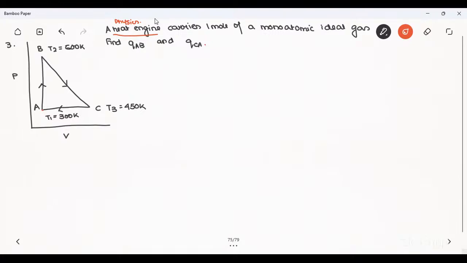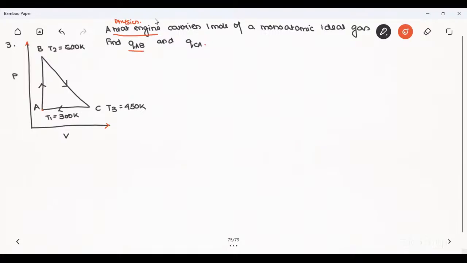In the last to last classes I've taught you one thing. See, we have to calculate QAB. First, we need to calculate QAB. What is AB? This is AB. Okay. AB is parallel to P. Right or wrong? AB is parallel to P, from the graph.